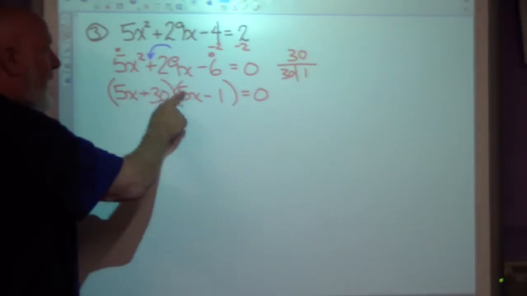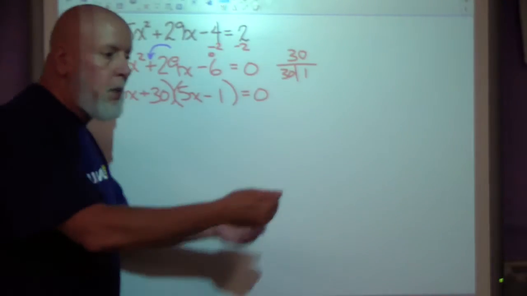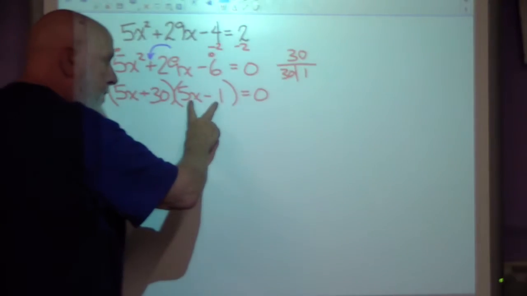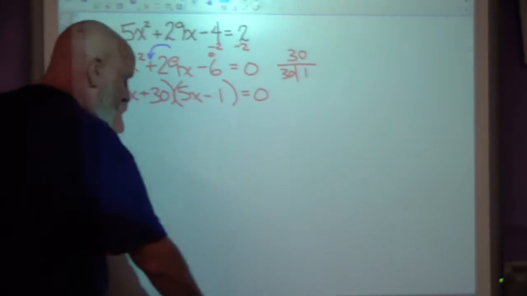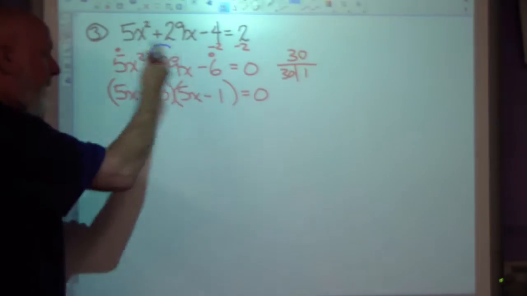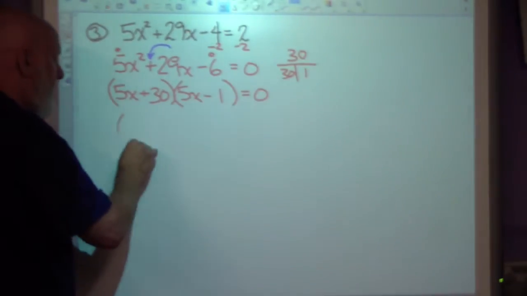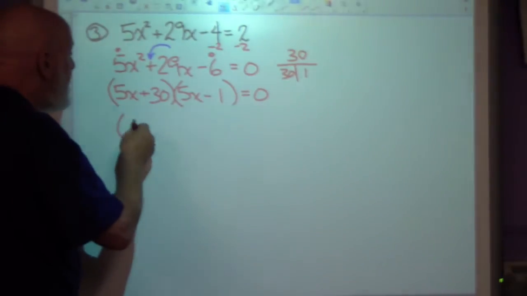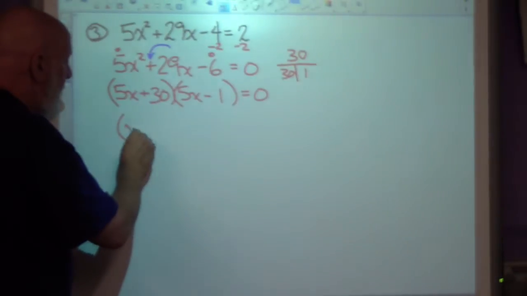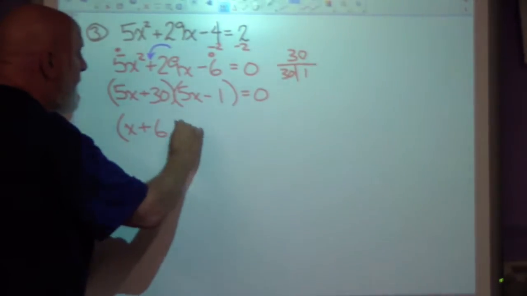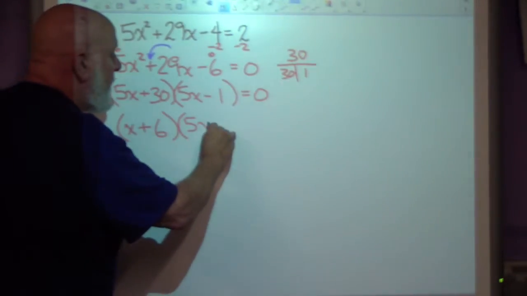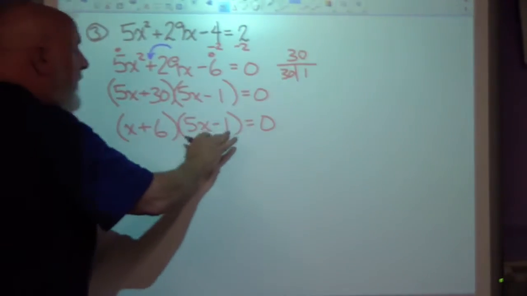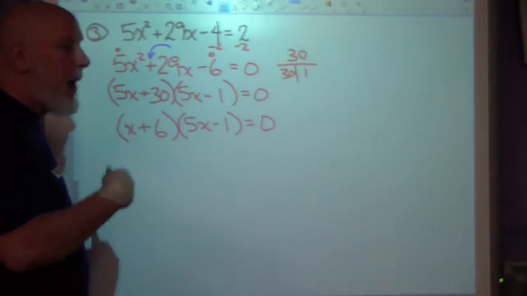Now, I've got 5x times 5x is 25x squared. I don't want that, so I'm going to divide that extra 5x back out. And I can't divide these two by 5, but I can divide these two by 5. So in my head, I'm just dividing that 5 that I introduced right back out. Multiplied it by 5 and divided it by 5, leaving the value of x unchanged in the final analysis. So this will be x plus 6 times the quantity 5x minus 1 is equal to 0, and I set each factor equal to 0 using the zero product property and solve.